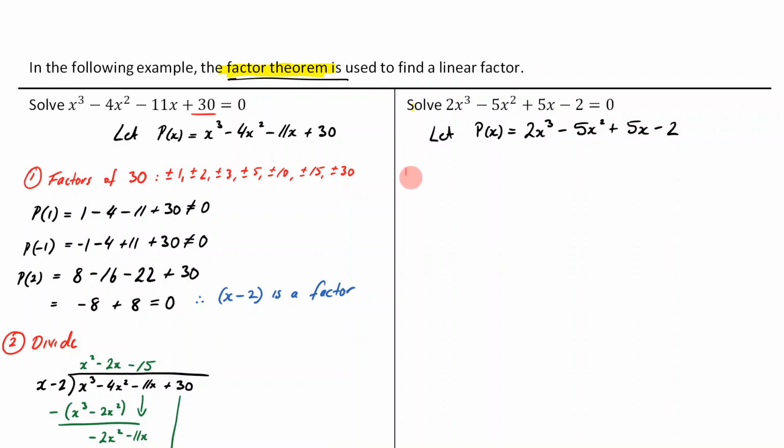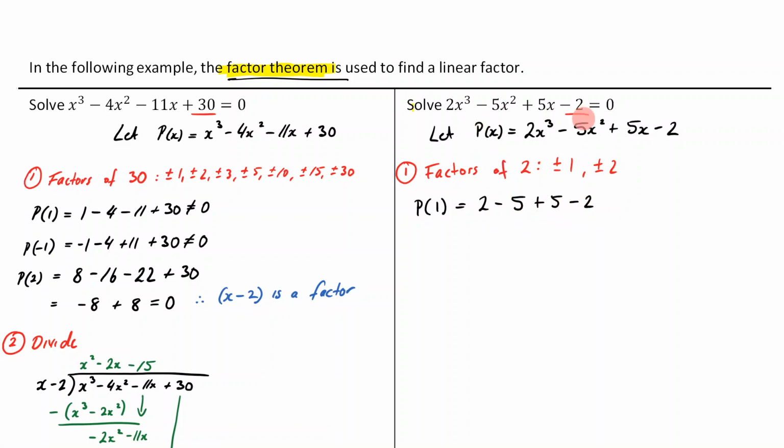So that means our step 1 is to consider factors of 2, because that's what we've got at the end here. So that means we're going to get plus or minus 1, and plus or minus 2. That's what we're going to be subbing in. So let's now go through these to figure out which of these we would be using. So I'm going to go p of 1 to begin with, and if I put 1 into this, I can go 2 minus 5 plus 5 minus 2.